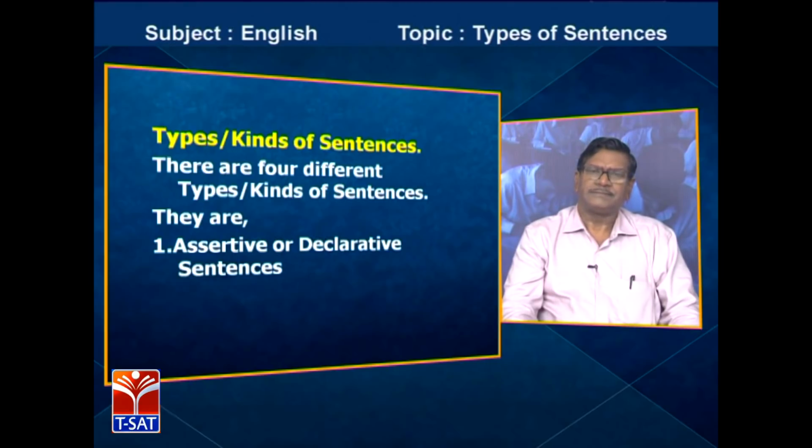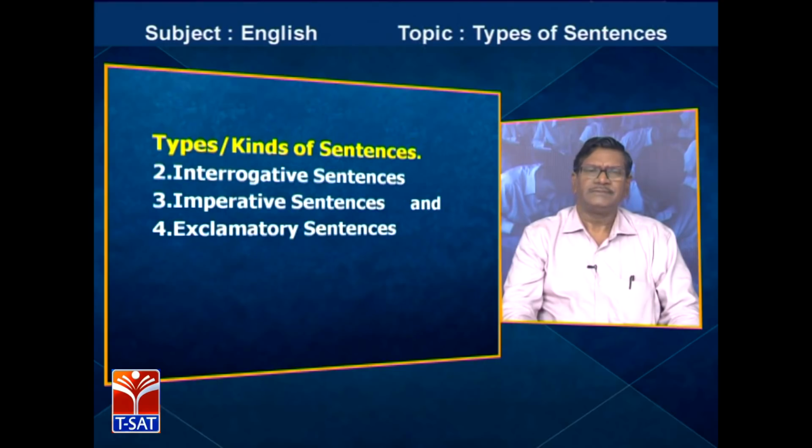What are they? They are 1. Assertive or declarative sentences. 2. Interrogative sentences. 3. Imperative sentences. 4. Exclamatory sentences. So, in all, there are 4 different types or kinds of sentences in English.